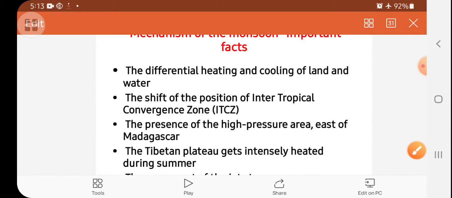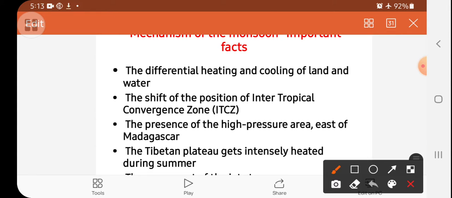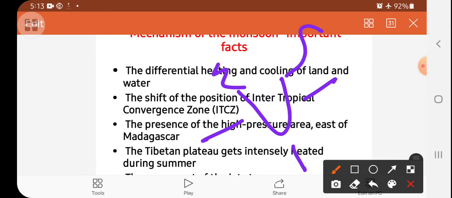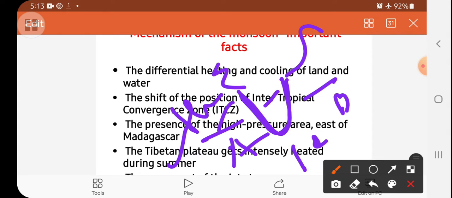We'll try to understand them. The first is differential heating and cooling of land and water. If you have seen the previous video, you have seen the heating and cooling of land and water. We know that in India, three sides are bounded by sea: the Arabian Sea, the Bay of Bengal, and the Indian Ocean. The temperature over the sea surface is low, and over the land it is higher. So it creates low pressure over the landmass of India, while the sea around experiences comparatively high pressure. So the pressure is high on the sea and low on the landmass during the summertime. Just take care of it.